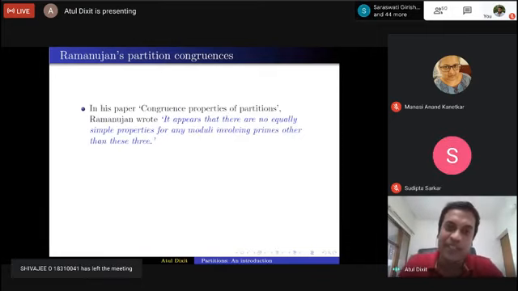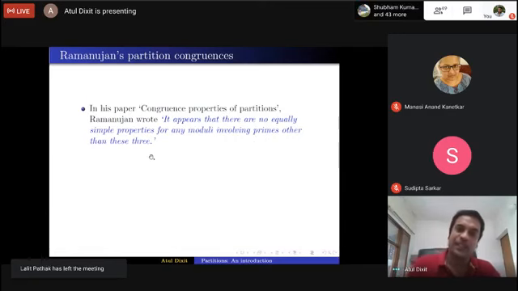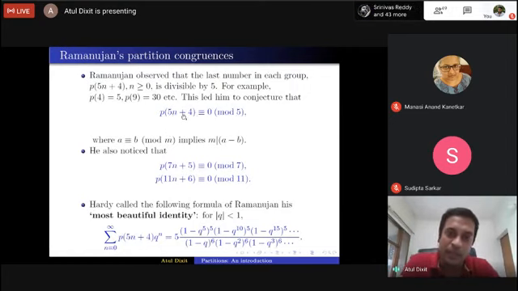And he also wrote that it appears that there are no equally simple properties for any moduli involving primes other than these three. What do we mean by that? When he says simple property, he means that if you take this modulus, p equal to 5, the arithmetic progression here, 5n plus 4, also has as its modulus this 5 itself. If you have 7 here, you have 7 itself. You have 11 here, you have 11 itself. And he is saying that these are the only 3 primes for which you can have such a result.